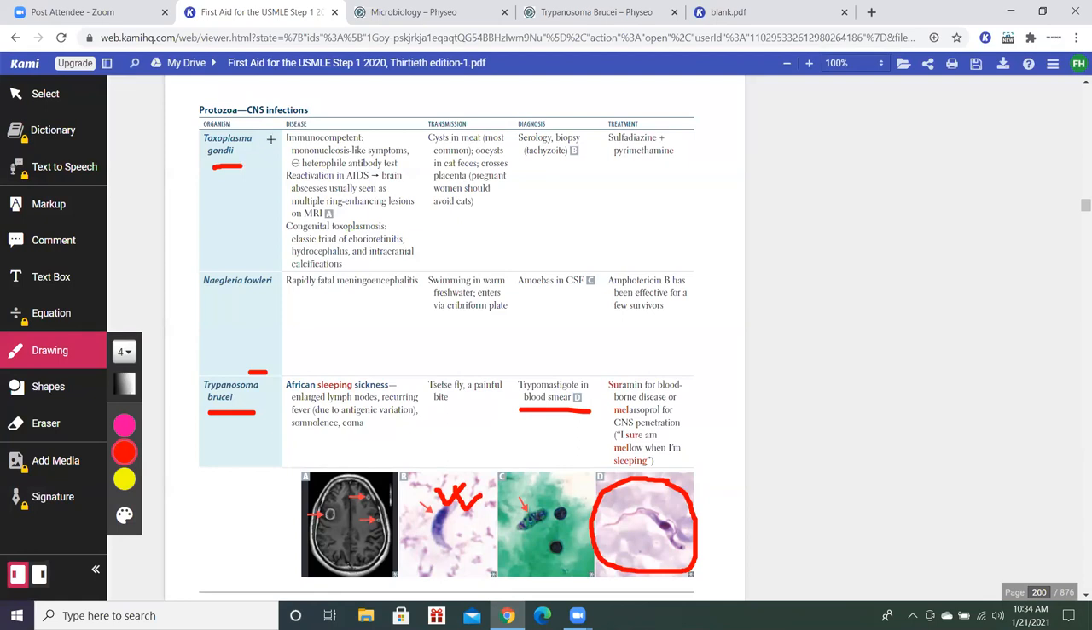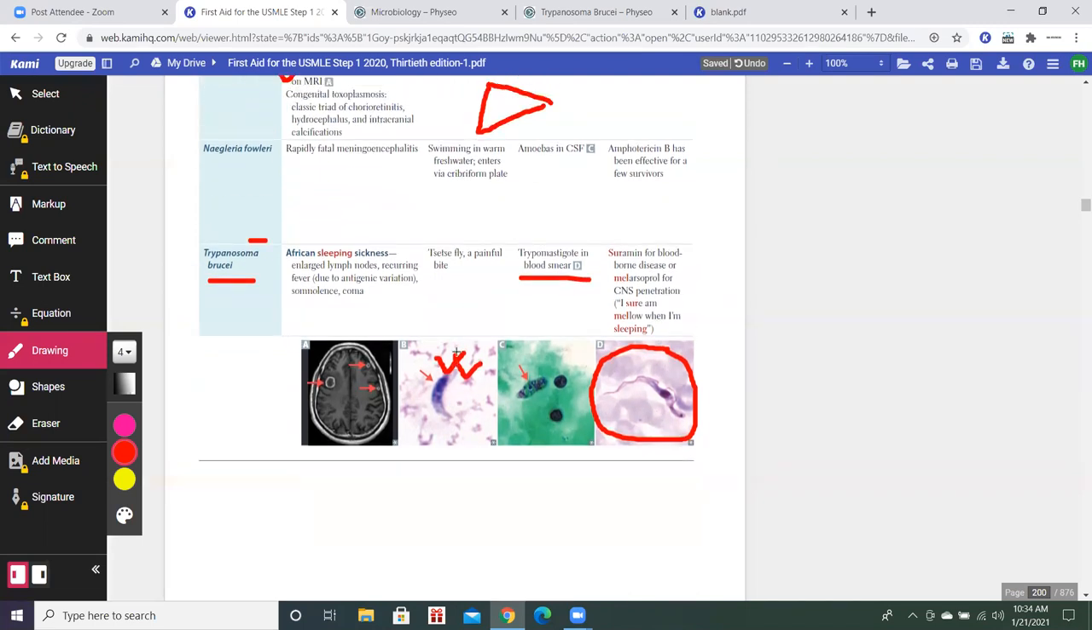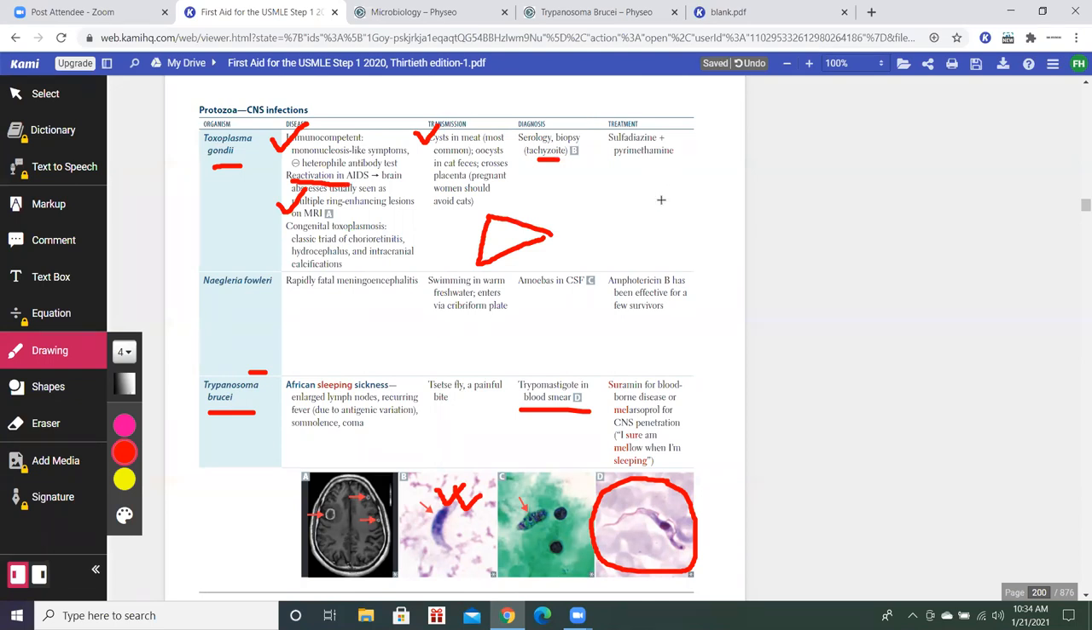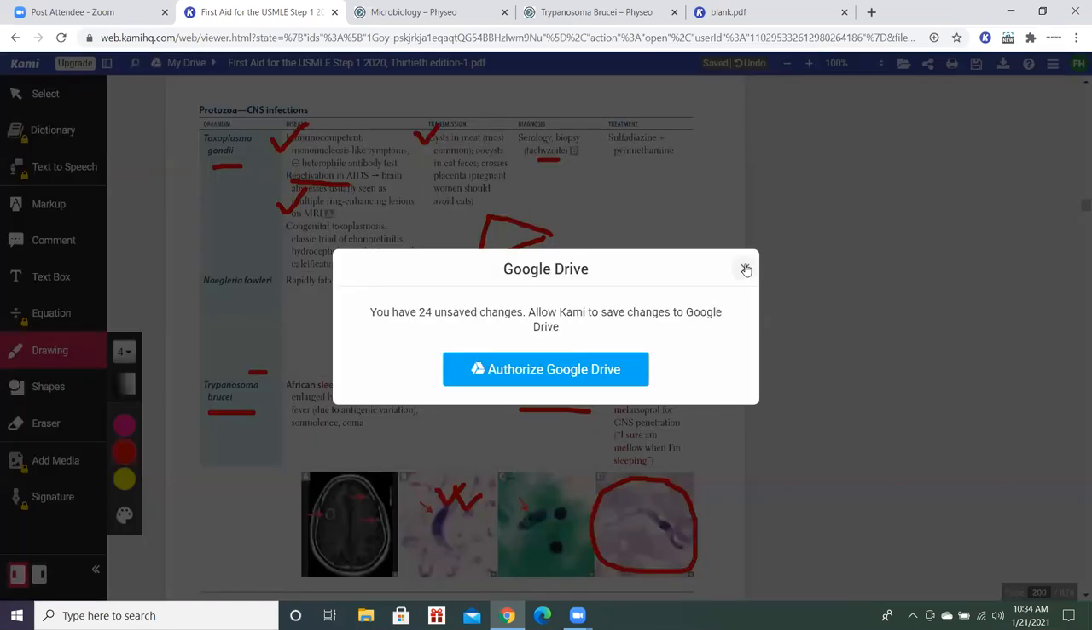Toxoplasma gondii, let's talk about this first. We talked about this problem in immunocompetent patients causing mononucleosis-like symptoms. If you are confused whether it's Epstein-Barr virus or toxoplasmosis, you can do a heterophile antibody test. If it's positive, it's Epstein-Barr virus. If it's negative, it's Toxoplasma gondii. Reactivation in AIDS patients will cause multiple ring-enhancing lesions in the brain. Congenital toxoplasmosis is once again a triad of chorioretinitis, intracranial calcification, and hydrocephalus. Transmission is via cysts and oocysts, cat feces, and the fecal-oral route. Diagnosis is with the help of tachyzoites. Treatment is pyrimethamine, the meth for the pyrite, and sulfadiazine, the sulfur diases on the ground, from the picture we just saw.